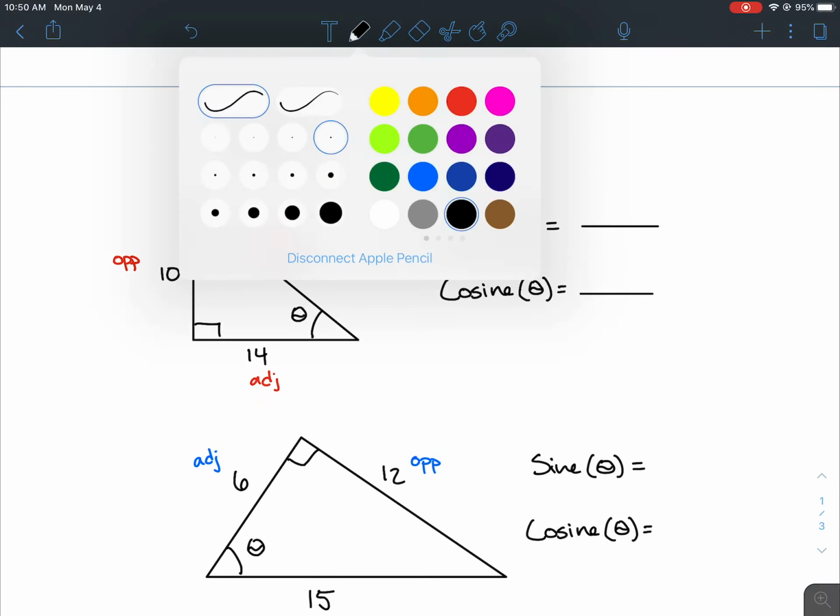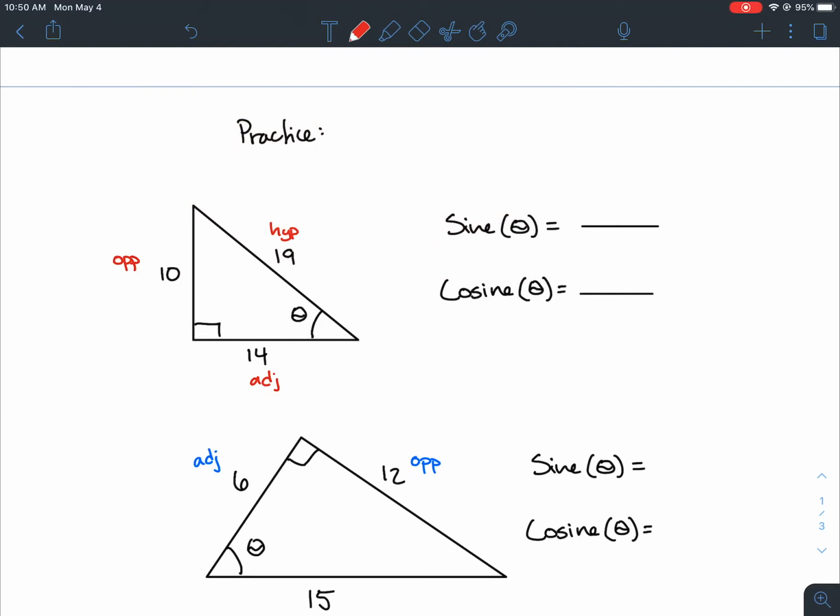So if I look here, the sine of this angle theta is just going to be 10 divided by 19. That's my ratio. It's 10 over 19. Cosine is the adjacent over the hypotenuse. So I know what the adjacent side is and I know what the hypotenuse is. So I could say that this is 14 over 19. And that's all we're finding today, those fractions, or ratios as we call them.